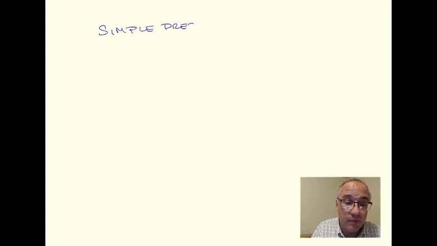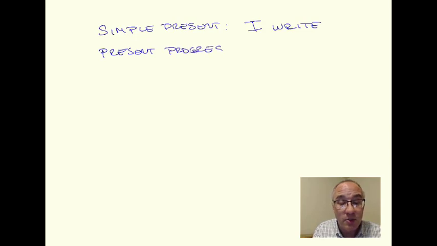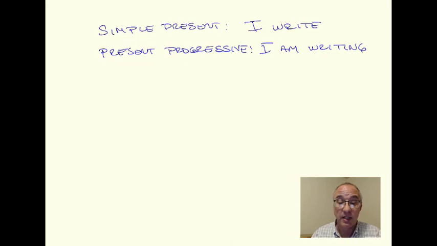Let me take a step and remind you of the English present tenses. There's the simple present. I write. I write, I eat, I sleep, I teach, I talk, I walk. There's the present progressive. There's some progression going on. I am writing. I am sleeping, I am walking, I am talking. And then there's the emphatic. I do write. I do walk.